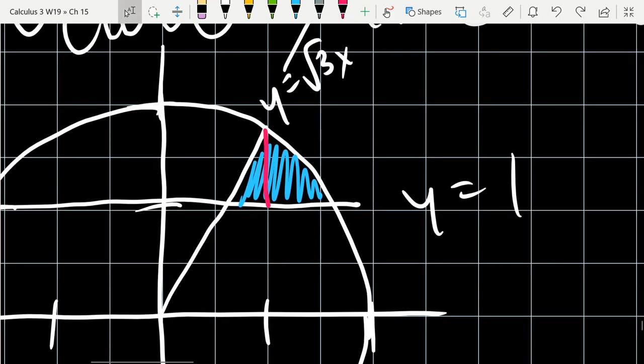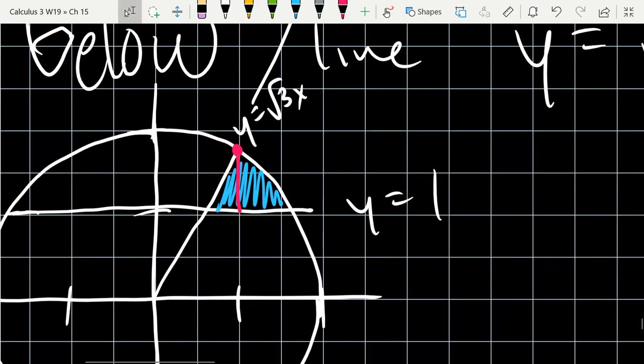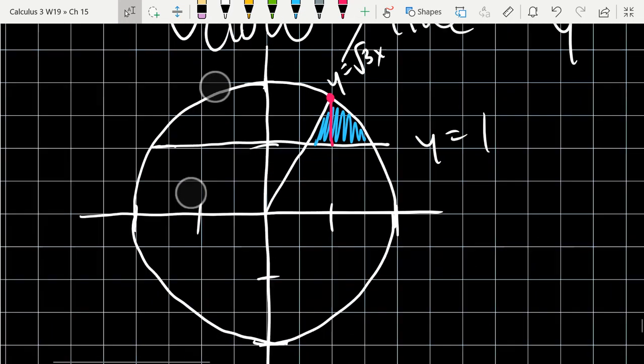It looks like they intersect when x is 1, but that could be a coincidence of my bad graph. So I just sort of arbitrarily drew that y equals square root 3x line. There's a very good chance it doesn't intersect at 1. How do we find out where those intersect? Set them equal. So let's do that first.